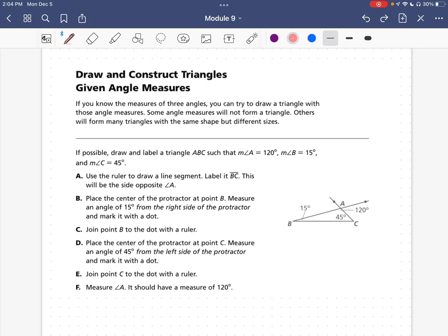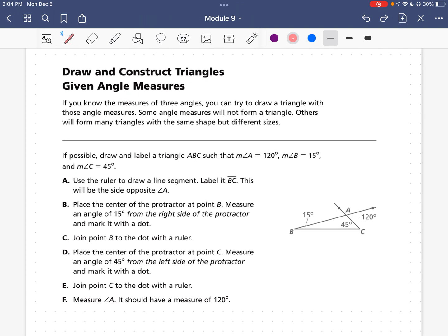So this first part here is walking us through how to construct that triangle. With our top notes there, it says if you know the measures of 3 angles, you can try and draw a triangle. Some will not form a triangle. They won't equal 180 degrees. It might be short, it might be too much. And then others will form triangles with the same shape but different sizes.